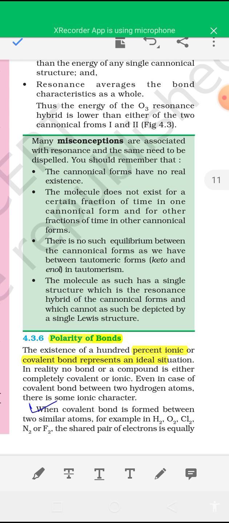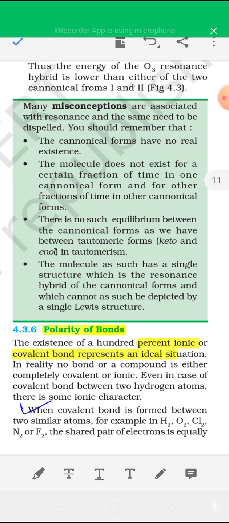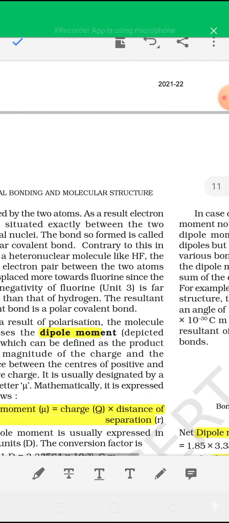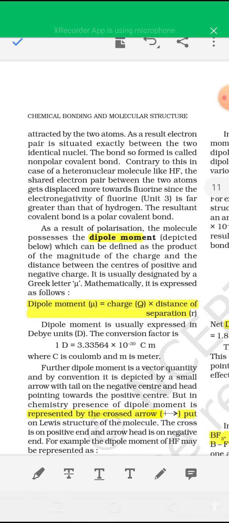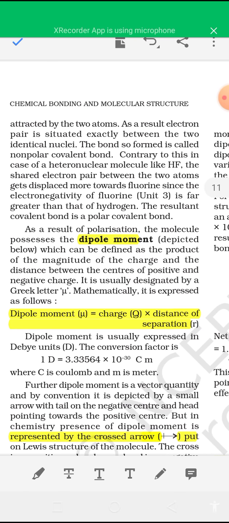Okay, so those covalent bonds which are formed between two similar atoms, like between two hydrogen atoms, between two oxygen atoms, between two chlorine atoms, these are non-polar covalent bonds because their electronegativity is the same. Electronegativity of both the combining atoms is the same. That's why F2, Cl2, O2, these are non-polar covalent bonds. Okay, and some chemical compounds like HCl, like water, these are polar covalent bonds.